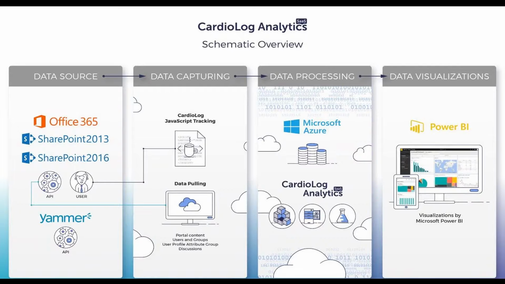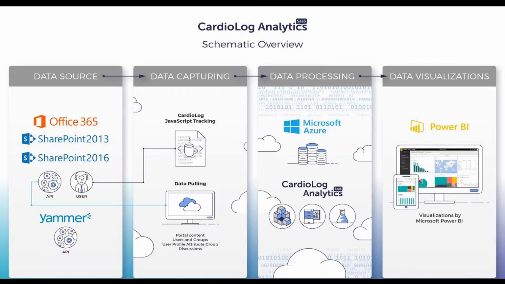And Cryo Analytics SaaS combines tracking of users' behavior, what they do in their browser, using JavaScript code, which allows us to track a lot of information like which pages they view, how much time they spend on each page, what they search for, and really a lot of information. But we also combine that with information that we retrieve from SharePoint APIs and also from Yammer APIs.